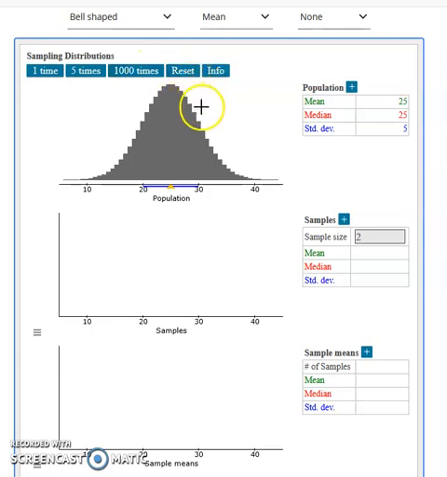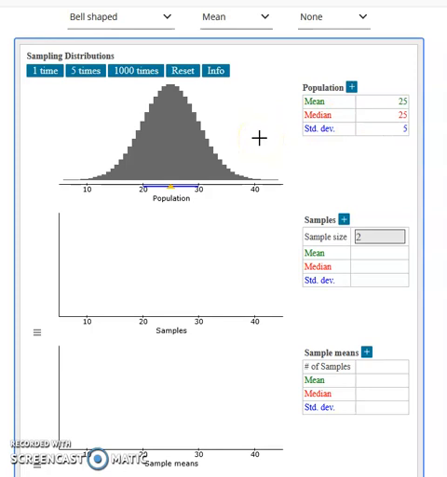And what we're doing here is we're looking at a population. This gray area is a population, and it's bell-shaped, says so up here. The mean is 25 and the standard deviation is 5. That's by design. We could change those if we wanted to. No need for us to.